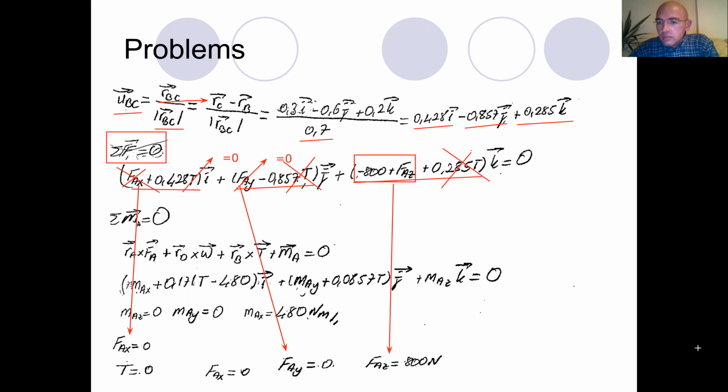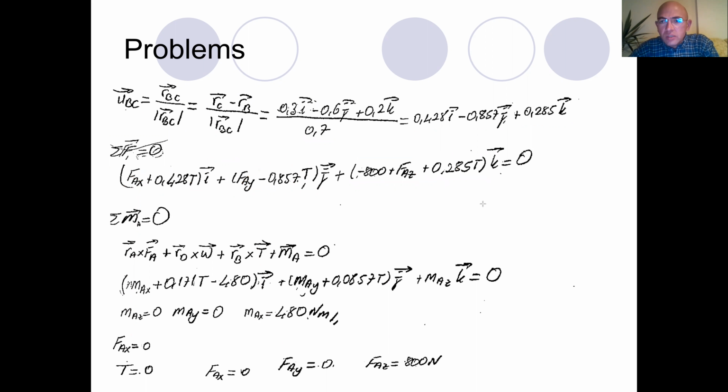Now we have found the reaction forces at point A, but how about the moments? Of course, we have the second equilibrium condition. The second equilibrium condition tells us that the sum of the moments in each direction has to be equal to 0. Let us write the moment with respect to the origin. We can take the moment with respect to any point, but certainly the most logical choice is the origin in this case.